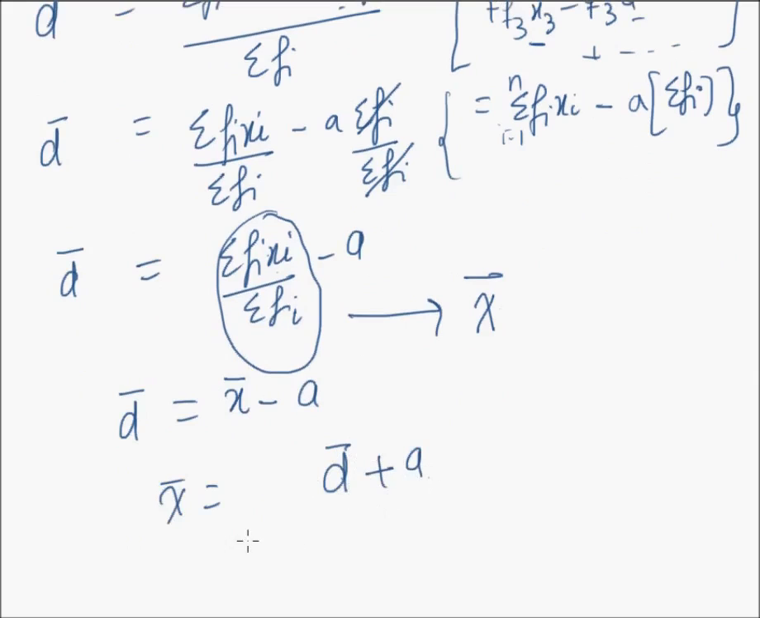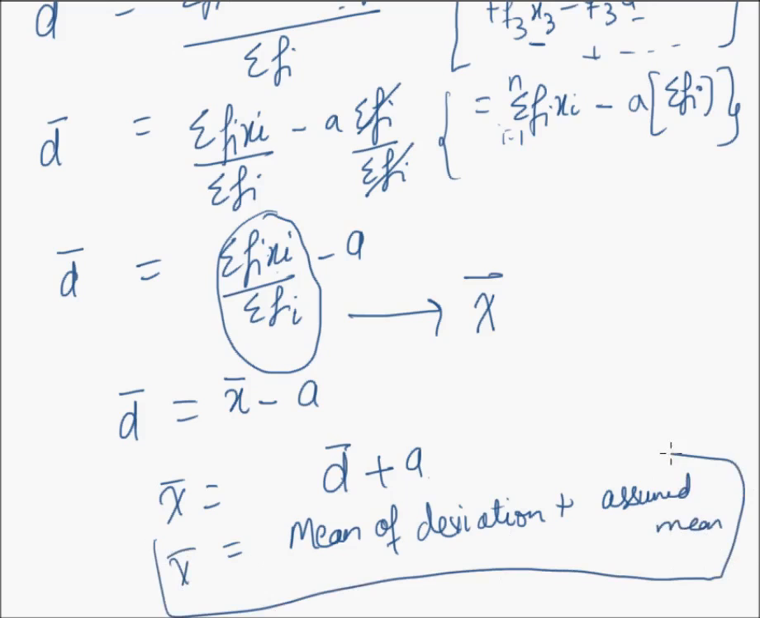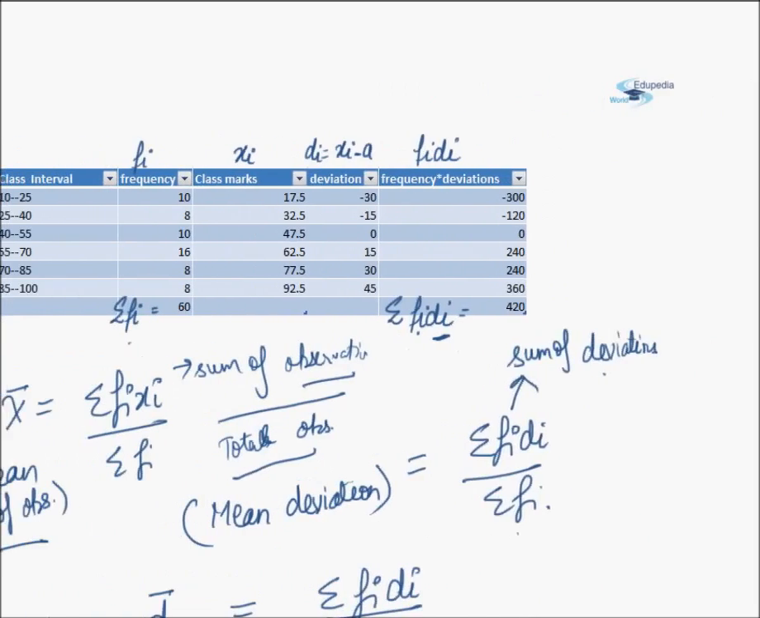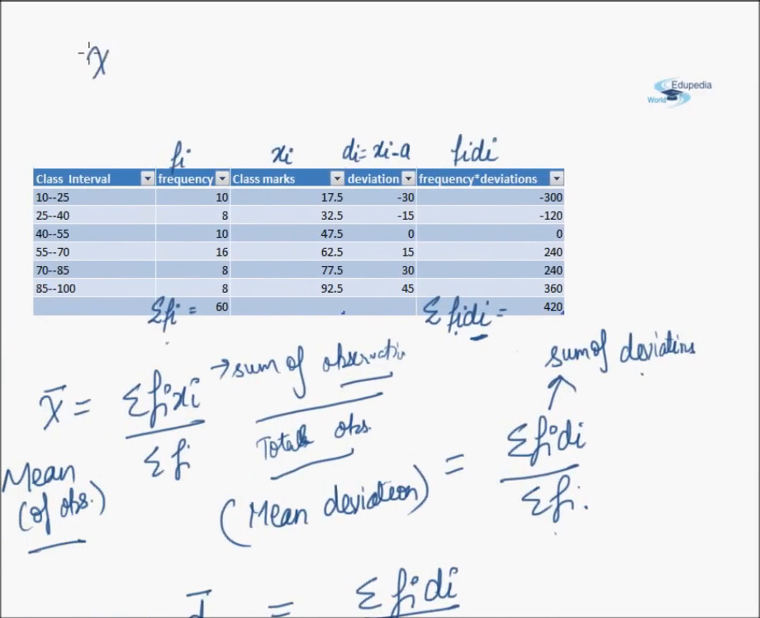or we can say that mean is d bar plus a, that is mean is mean deviation or mean of deviations plus assumed mean. So now let us go back to our question. In this question, since we need to calculate mean x bar and we have derived the formula that it is mean deviation plus assumed mean.